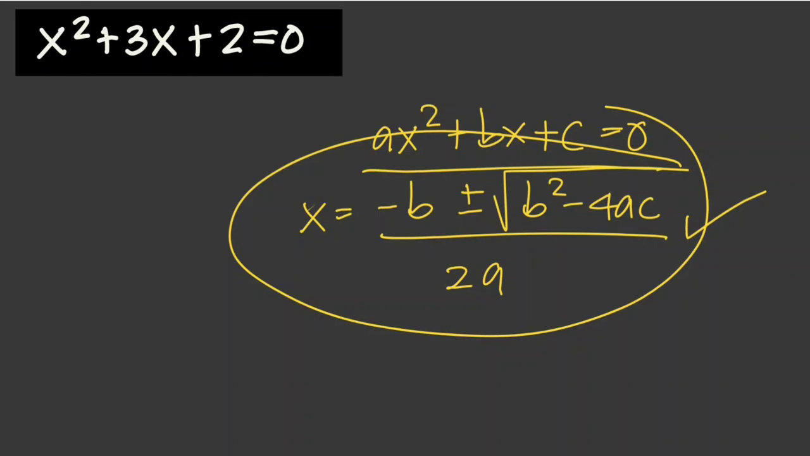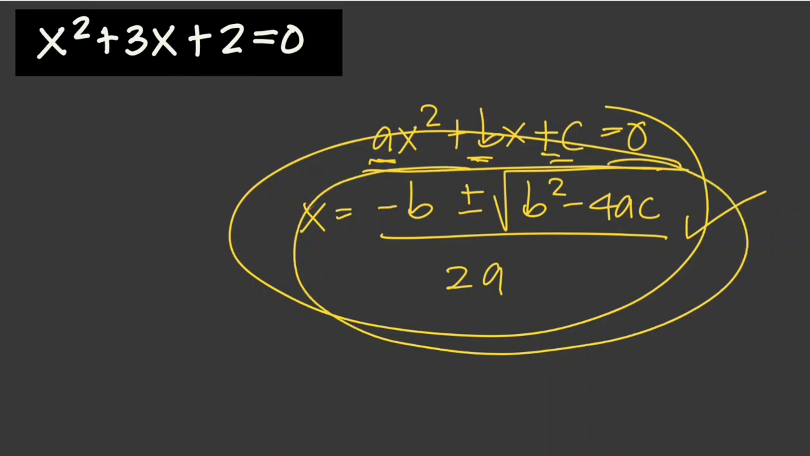So once we identify what a, b, and c are in the quadratic, we can just simply plug in these values of a, b, and c into this formula, and then we will get our solutions. So we call this formula the quadratic formula.